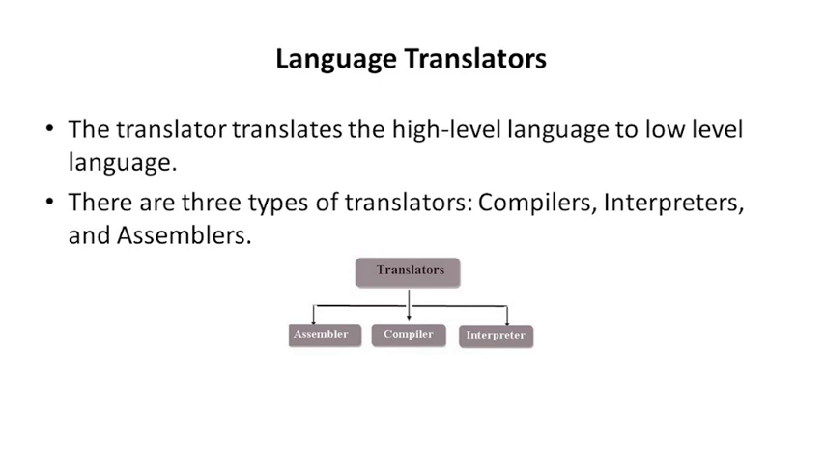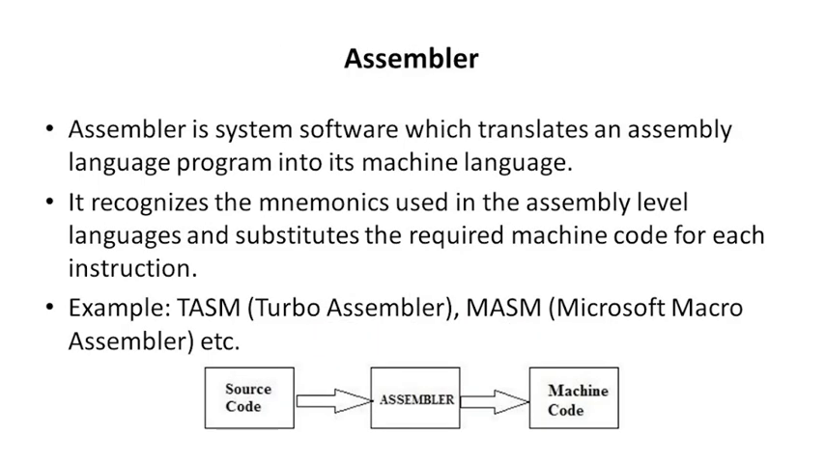There are three types of translators: compilers, interpreters and assemblers. First we'll see the assembler. An assembler is a system software which translates an assembly language program into machine level language.